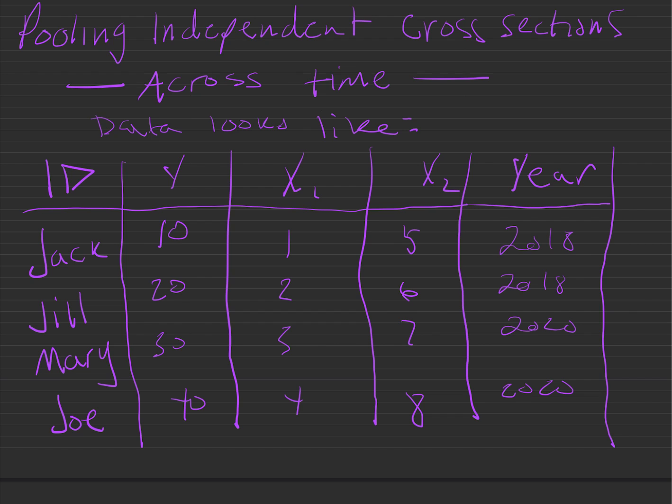In the next set of videos, we are going to think about an additional dimension to our data sets. We have thus far focused on cross-sectional data, where we have observations on individuals at a moment in time. We are now going to think about data with both a cross-sectional and a time series dimension. In the first few videos, we're going to study pooling independent cross-sections across time. So we will have observations on different individuals at different points in time. We will observe each individual just once.